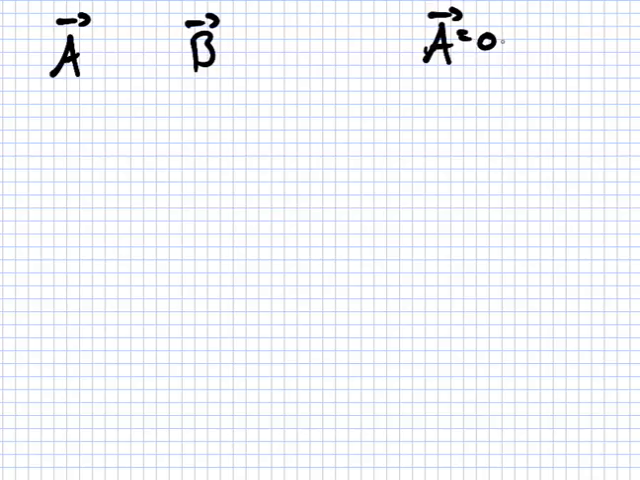Right, so here's our problem we're looking at. We have 2 vectors, A and B. And firstly, let's just say that they're not 0 vectors. So A is not 0, 0, 0, and B is not 0, 0, 0. So they actually are 2 non-zero vectors.